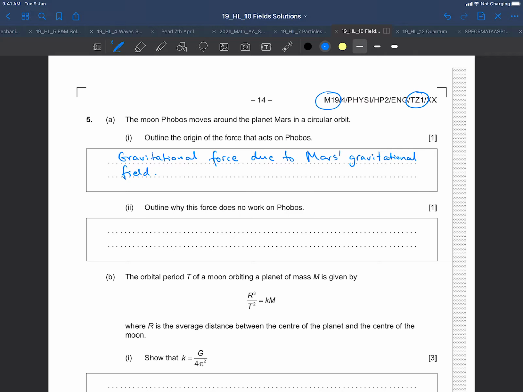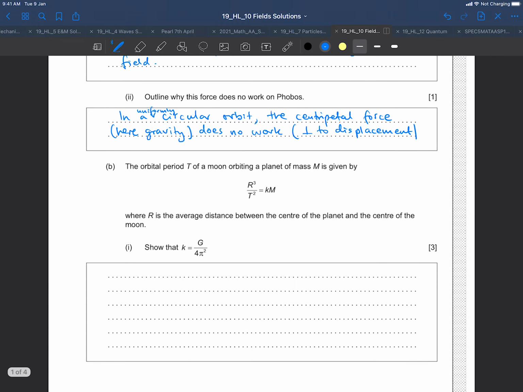Outline why this force does no work on Phobos. Well, we should know that whenever something is moving around in a uniform circular motion, the centripetal force does no work because it's perpendicular to the instantaneous displacement. So in a circular orbit, the centripetal force, here it's gravity, does no work, because it is perpendicular to displacement. They don't give us a lot of space to write things down in.